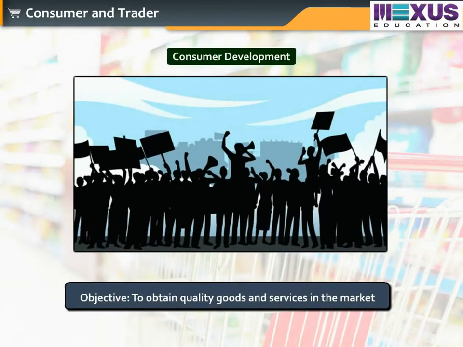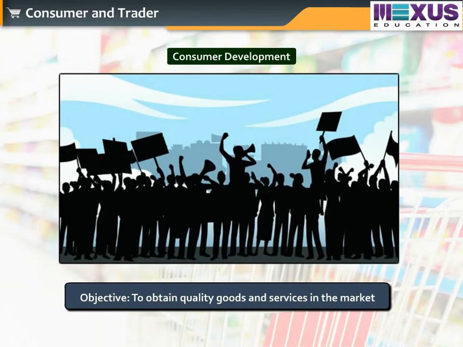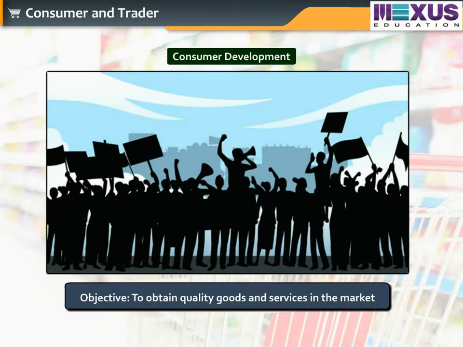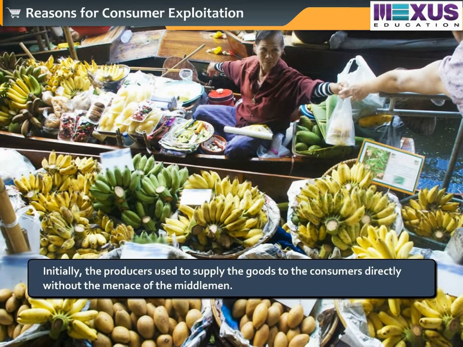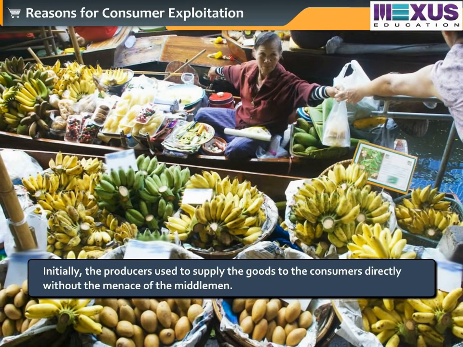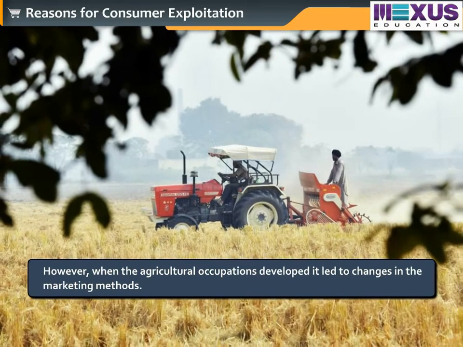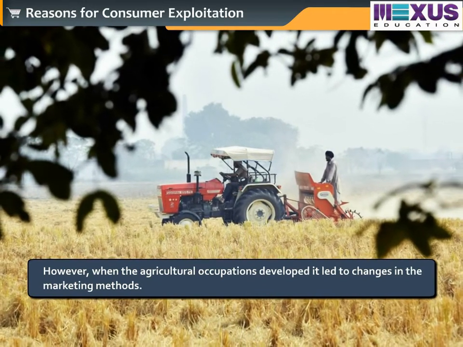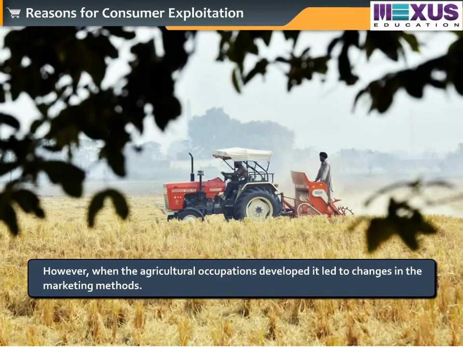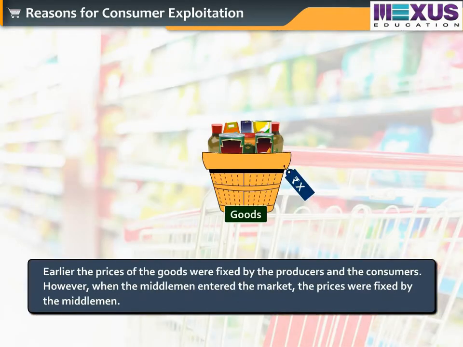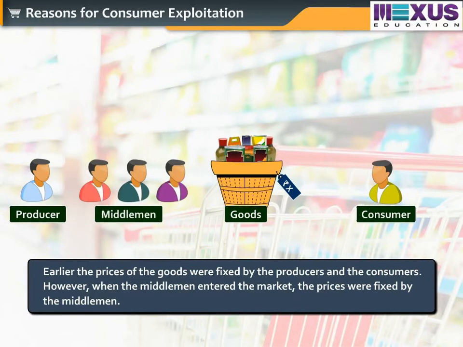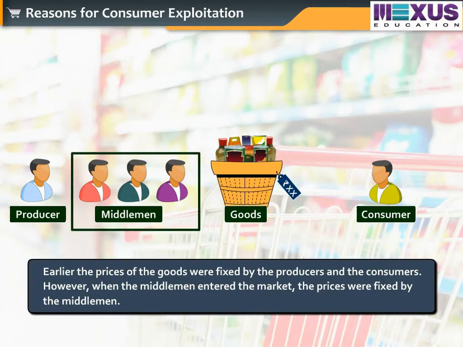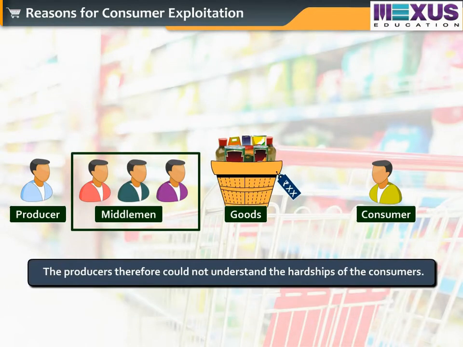The objective of the consumer movement is that every consumer should attempt to obtain quality goods and services in the market. Initially, the producers used to supply the goods to the consumers directly without the menace of the middlemen. However, when the agricultural occupations developed, it led to changes in the marketing methods. Earlier, the prices of the goods were fixed by the producers and the consumers. However, when the middlemen entered the market, the prices were fixed by the middlemen. The producers therefore could not understand the hardships of the consumers.